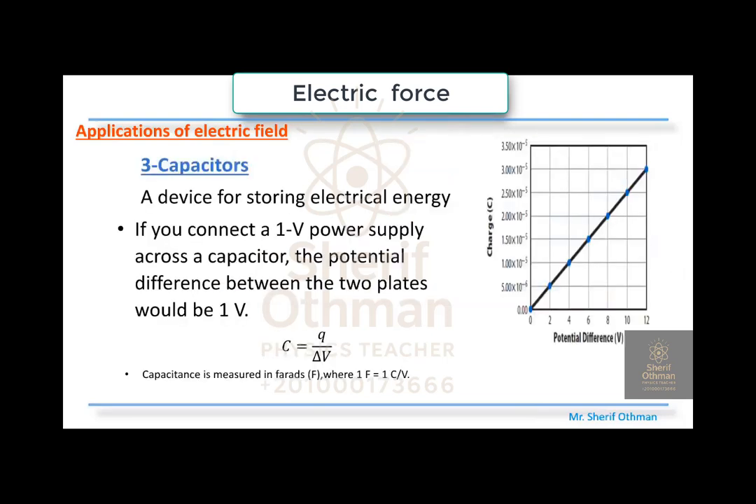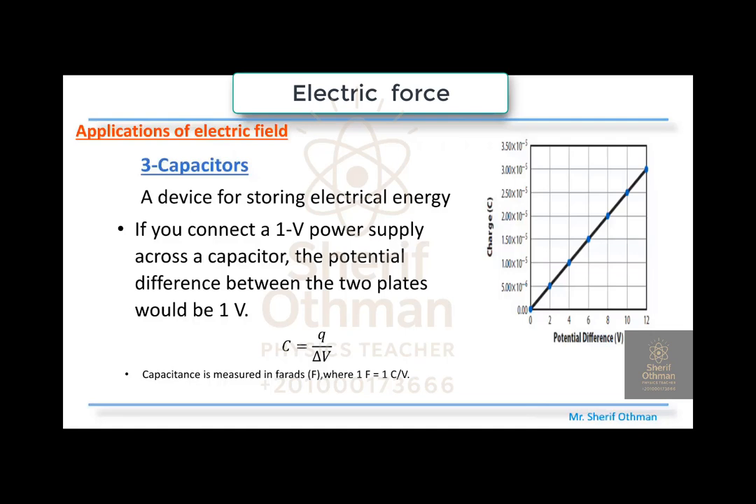The third application, guys, is the capacitor. A capacitor is a device for storing electric energy just for a while. After that, it's able to discharge this electric energy again. So a capacitor, guys, is a device for storing electrical energy.